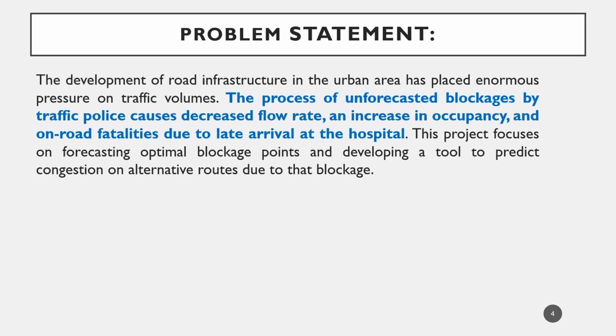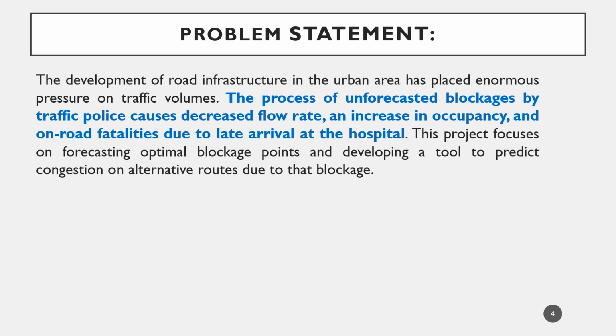Problem statement: the development of road infrastructure in urban areas has placed enormous pressure on traffic volumes. Unforecasted blockages by the traffic police cause a decreased flow rate, an increase in occupancy and on-road fatalities due to late arrival at the hospital. The project focuses on forecasting the optimal blocking point and developing a tool to predict congestion on alternative routes due to that blockage. The problem we have selected is that, due to unforecasted blockages, the traffic police don't forecast where they should put the blockage.